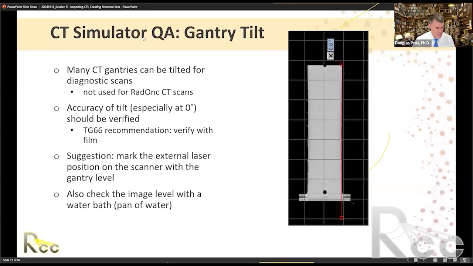I did mention that for the CT simulator QA, we need to make sure that we do not have gantry tilt. And as I mentioned, many CTs can be tilted for diagnostic scans. And I know a lot of sites share CT scanners with radiology. So it is important to make sure that that's verified before you use it if you are using a system that does have that non-zero tilt. And I gave a reference here of TG66. They recommend verifying this with film.